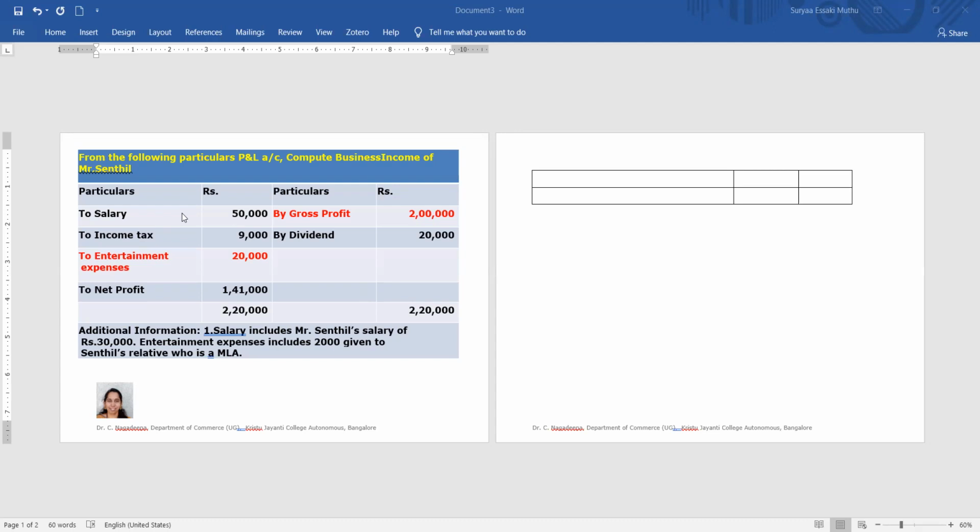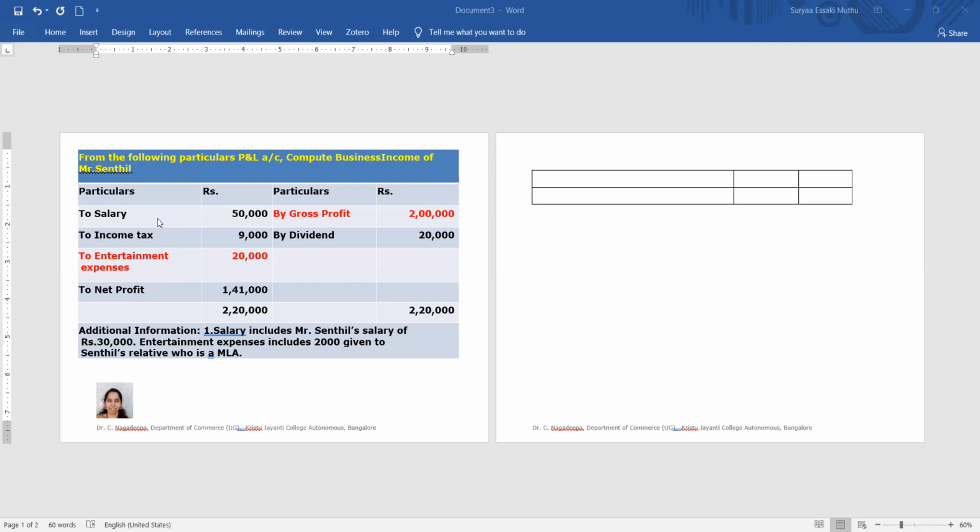This is the income of Mr. Senthil. The P&L account is given. So on the debit side all the expenses and on the credit side all the income is given. And his calculated net profit is 1,41,000. With this, you're going to add inadmissible expenses and deduct inadmissible income. Okay, in this, three items are given as expenses: salary, income tax, and entertainment expense.